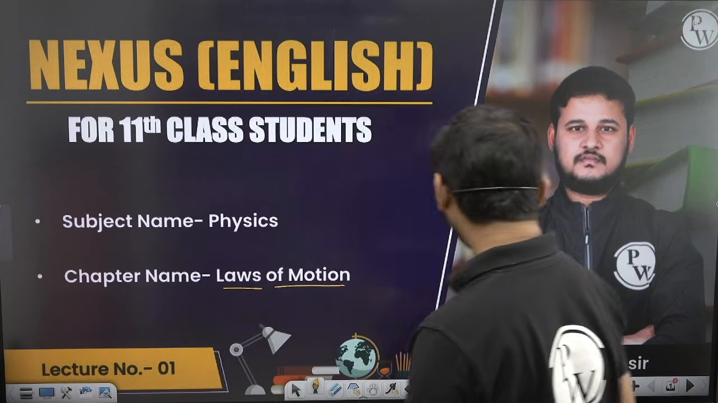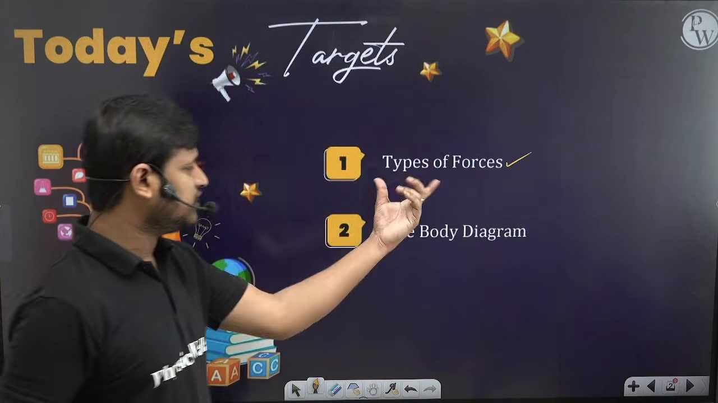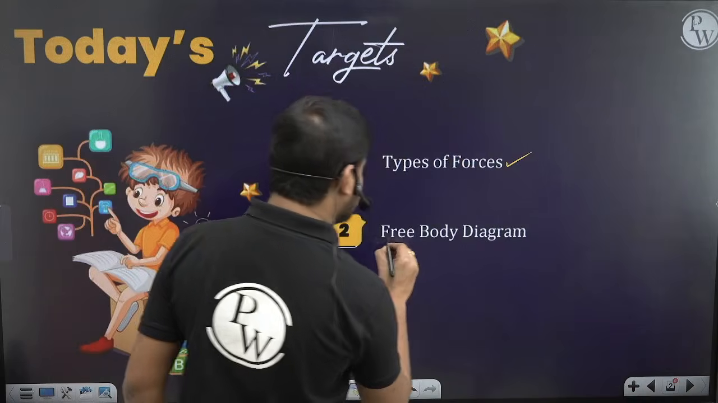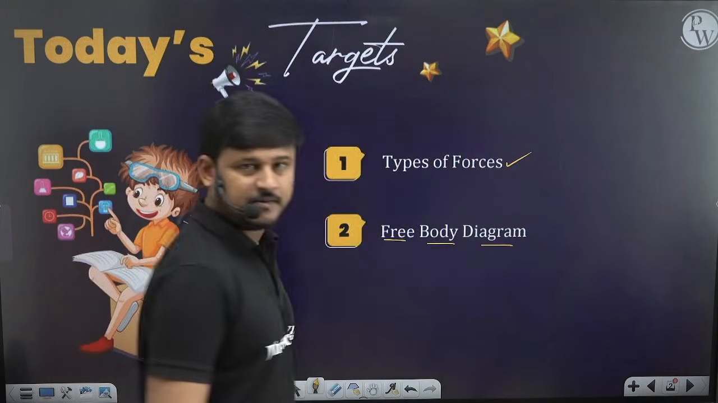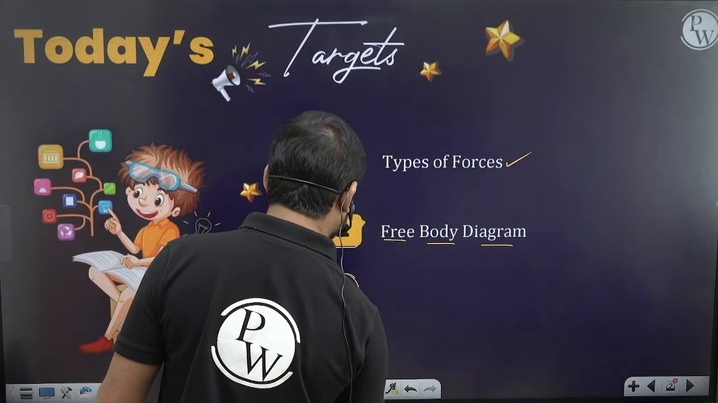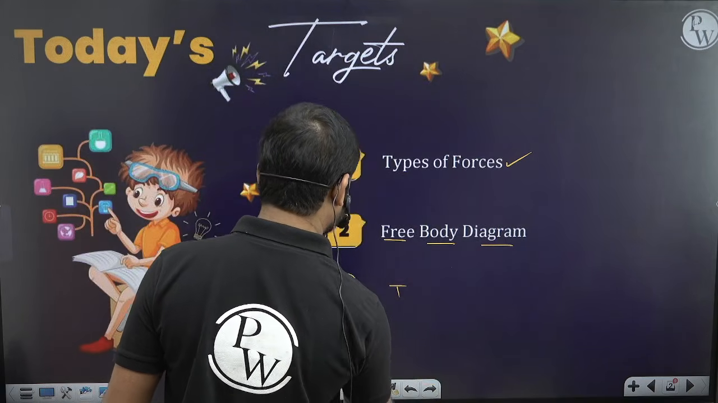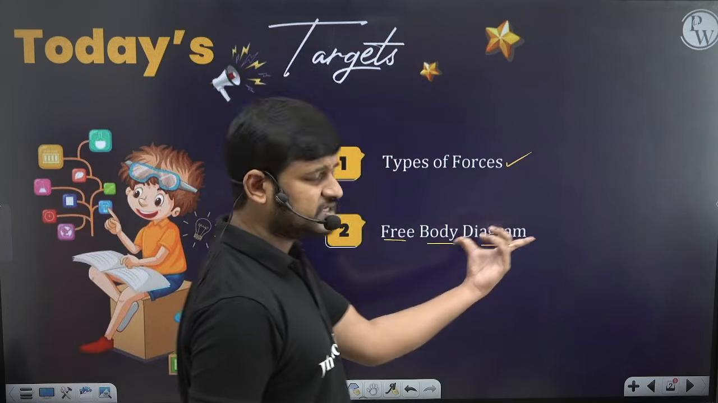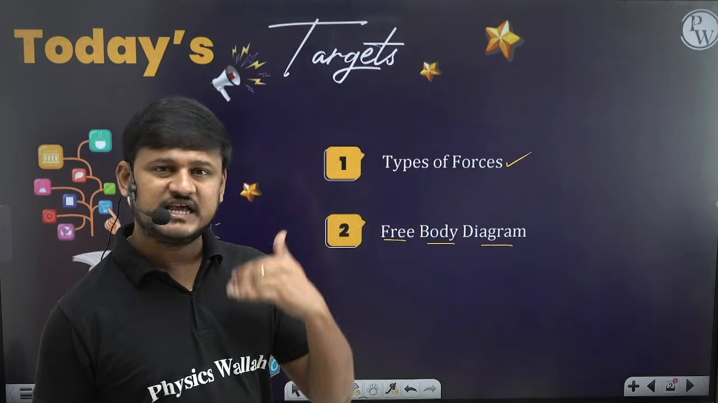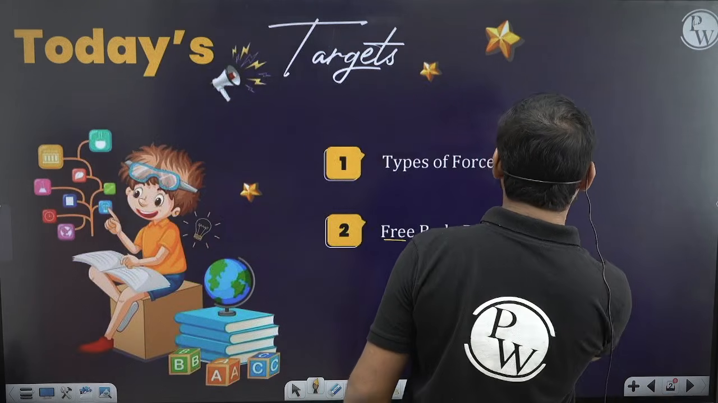Okay, chalo. Today's agenda: first we'll understand the basics, the types of forces, and then we'll understand what a free body diagram is. Then we'll see Newton's first law of motion. After the free body diagram, we'll understand equilibrium and Newton's first law of motion. Okay, chalo. First let's start with the basics.